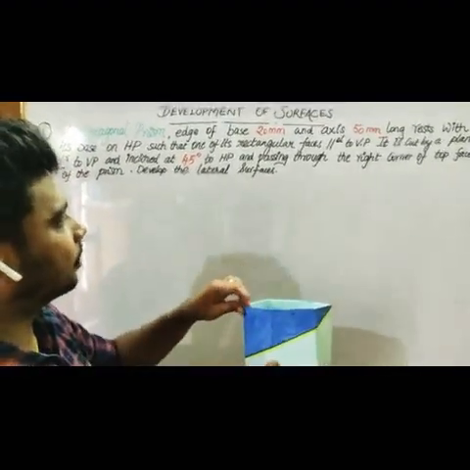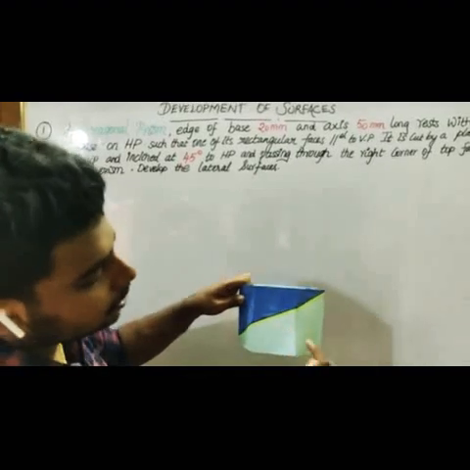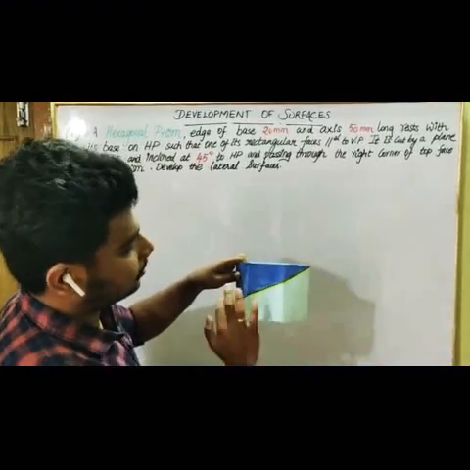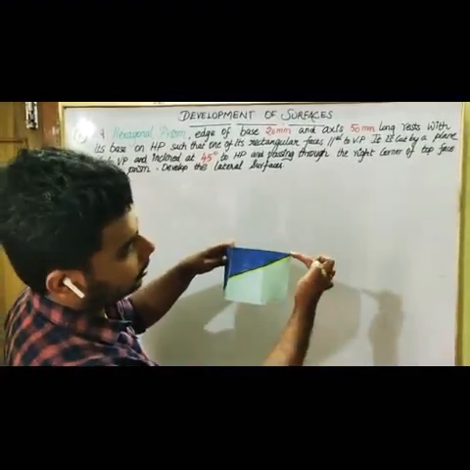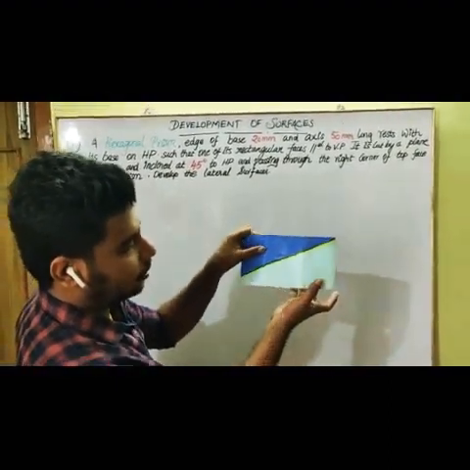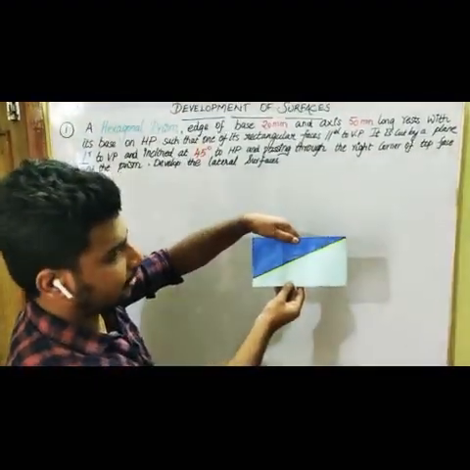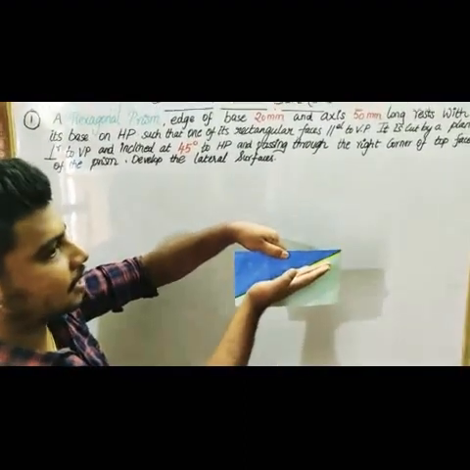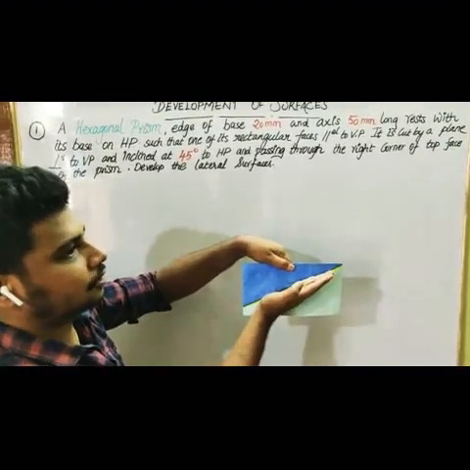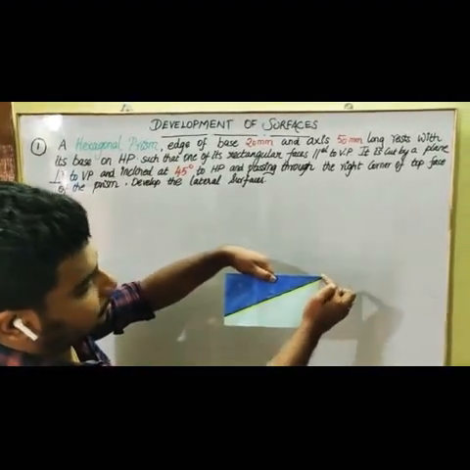One more constraint they have given. The cut plane is at 45 degree inclination and it is also passing through the right corner of the top face of the prism. This is your top face of the prism and this is your right corner, so the cut plane is passing through the right corner. I am just compressing it to make a clear view. In the front view, the object will be like this. If I cut the object perpendicular to VP and at 45 degrees inclination to HP, it passes through the right top corner of the prism. That's what is given here.